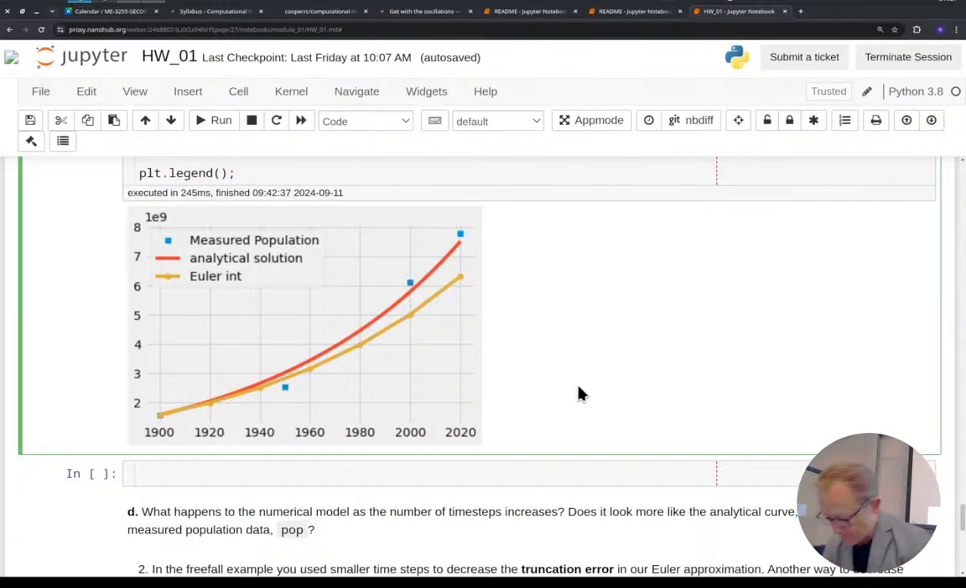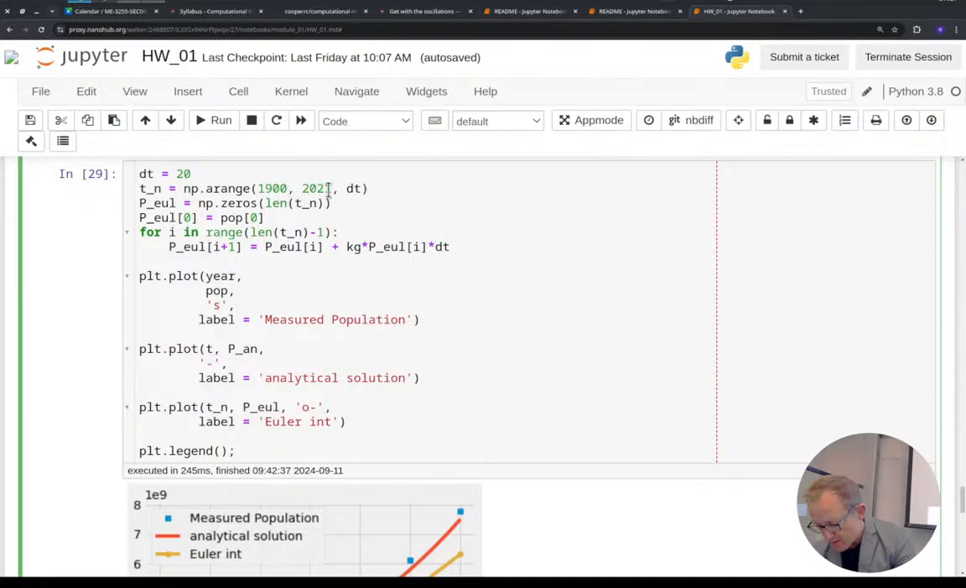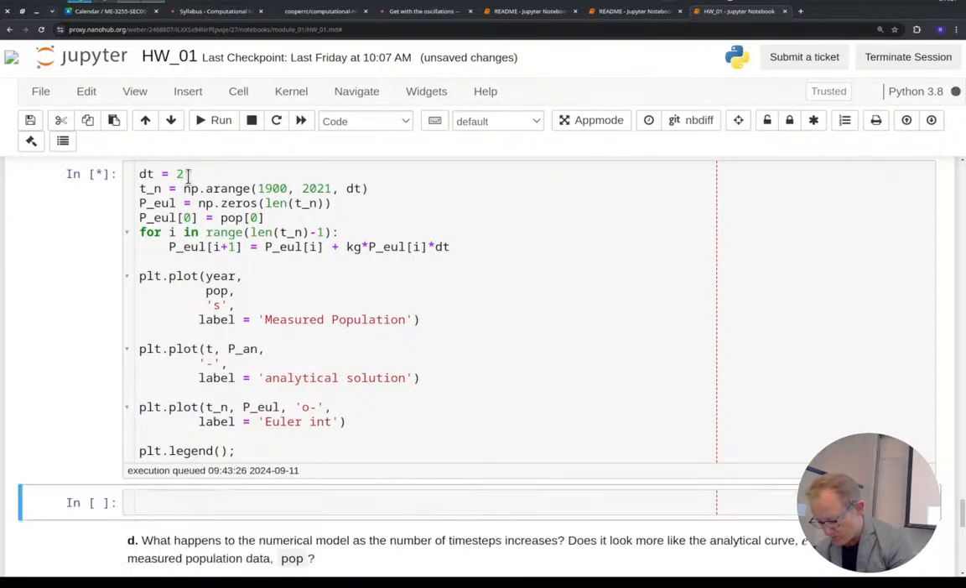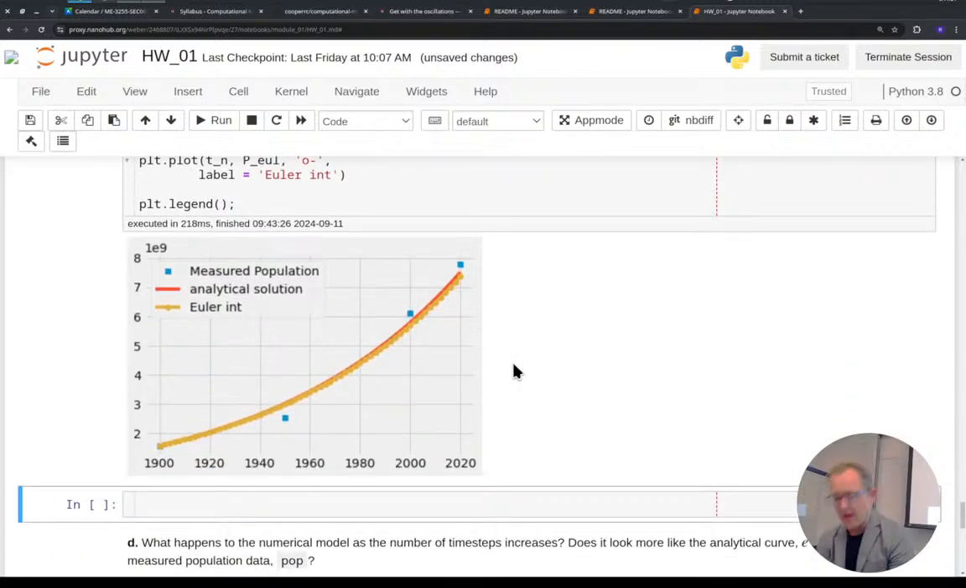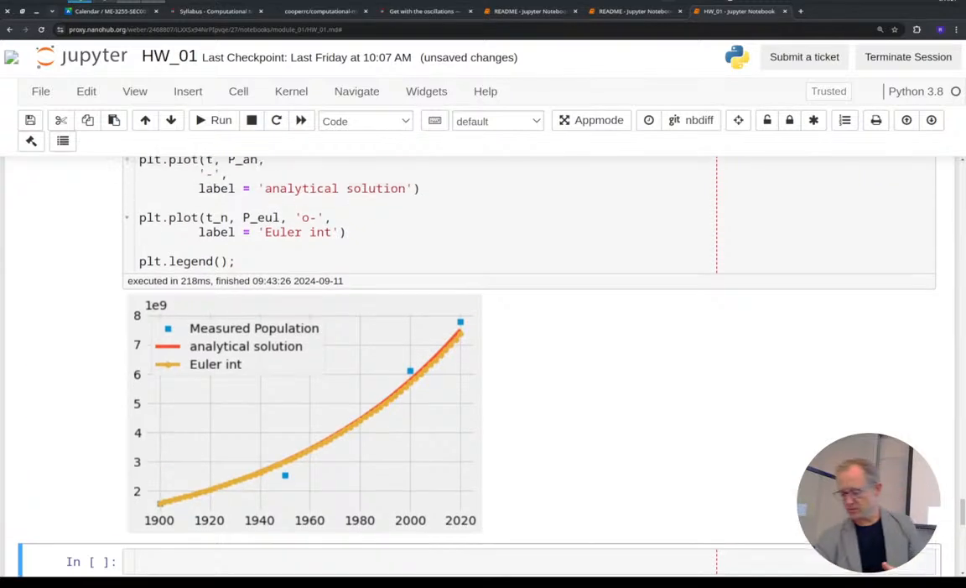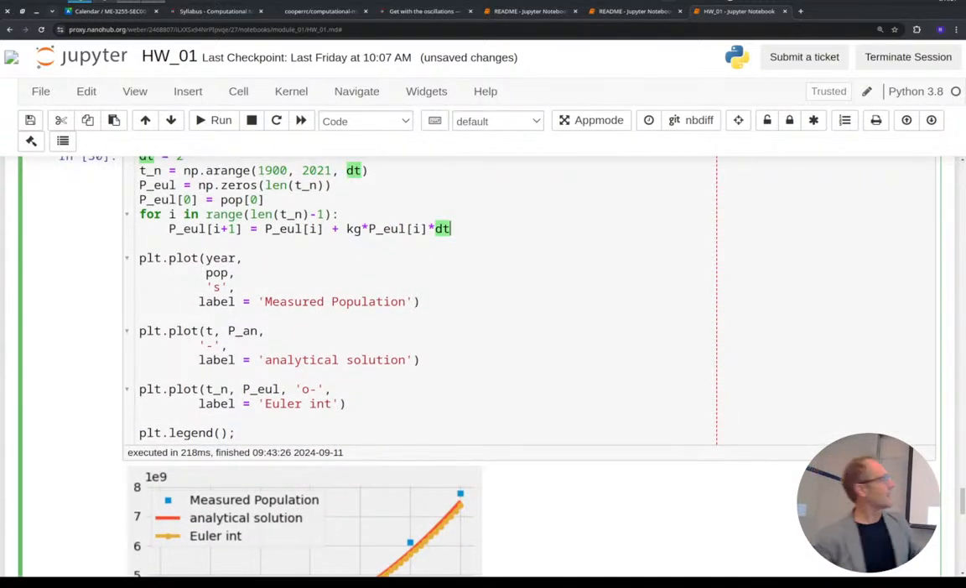So if I go from 20 to 2, then now I've got a lot more circles and they're almost on top of that red line. And what we're showing here is the process of convergence, that we can approximate an exact differential function only using... I didn't use any calculus in this for loop. I was only saying that the next population is calculating the derivative with some math and integrating that way.